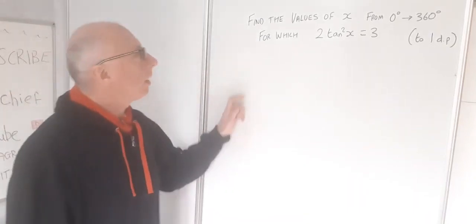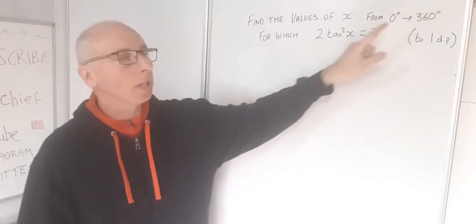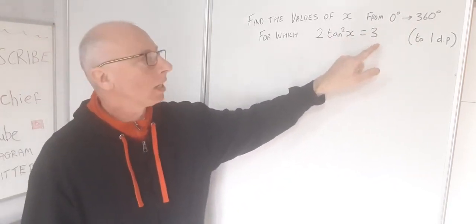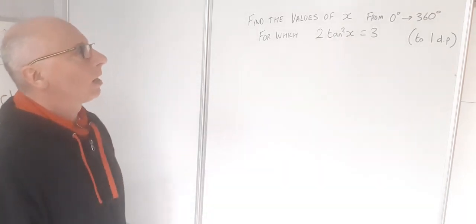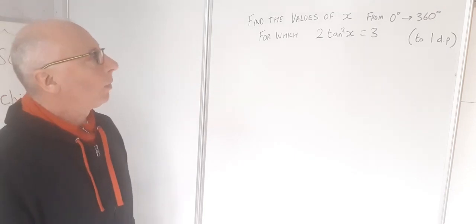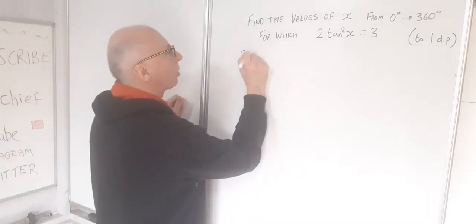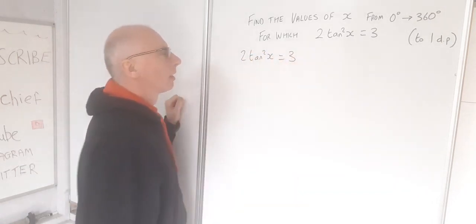So in this question here, I need to find the values of x from 0 to 360 degrees, for which 2 times tangent squared x equals 3. And we need to find our values to one decimal place. So let's have a look at what we can do with this function here. So let's rewrite it over here. 2 tangent squared x equals 3.